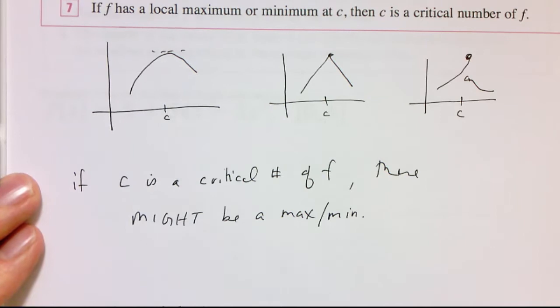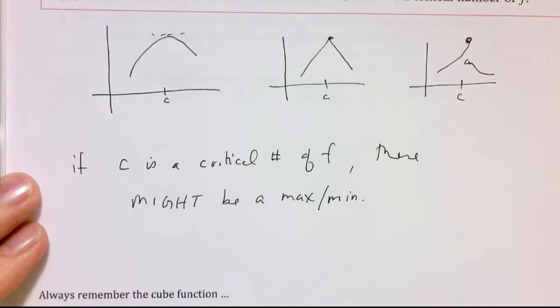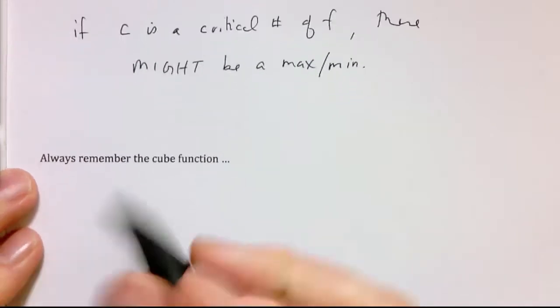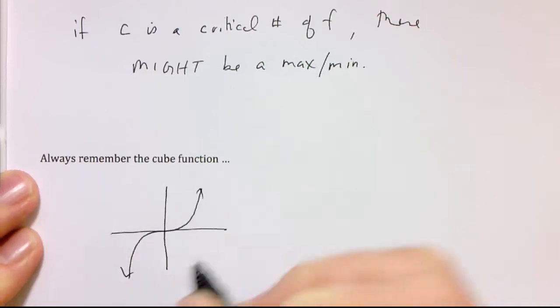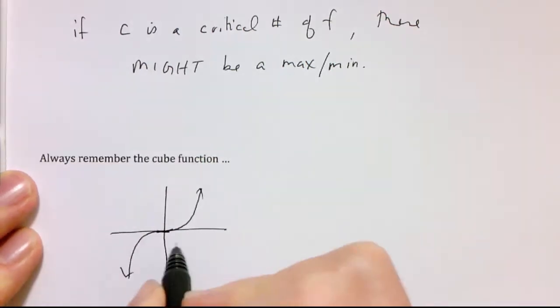So we're going to look for places where the derivative is 0 or the derivative does not exist. But just because we have a critical number, there may or may not be one there. A very important example to keep in mind is that cube function. It's a counterexample for many things. That means it shows certain things are false. The derivative is 0, but I don't have a max or a min there.